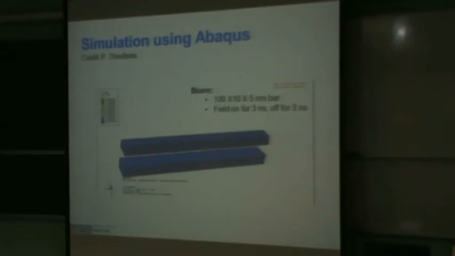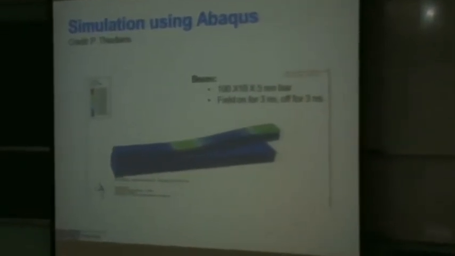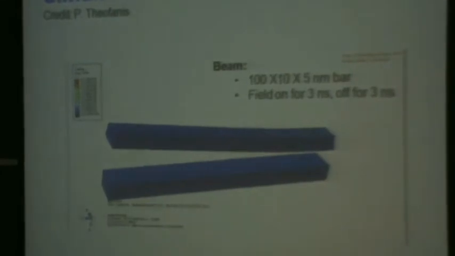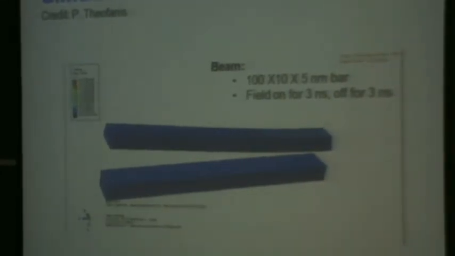So what we're simulating here is a 100 by 10 by 5 nanometer bar. What we're going to do is turn on an electric field here that's going to attract the top bar to the bottom bar. We're going to turn on the electric field for 3 nanoseconds. We're going to turn it off for 3 nanoseconds and see if it unsticks. So there, let's see where we're at. We're at about 2 nanoseconds. And now the field goes off. And you see there's a little bit of whiplash action, but it unsticks. So these kinds of simulations are important if you're going to be investigating mechanical systems.